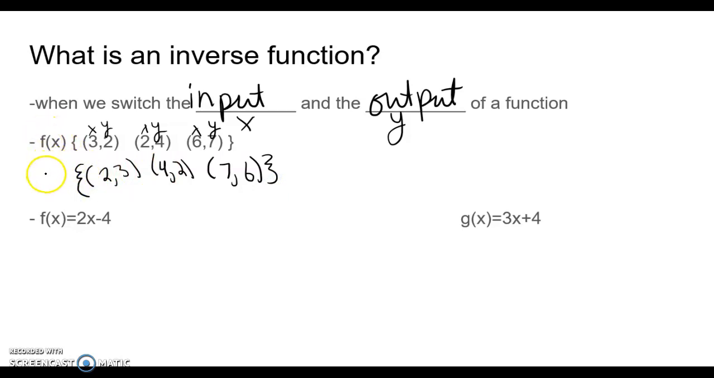Instead of writing f of x, in order to say that it's the inverse, I put a little -1 sign. Because if I did not put that -1, we wouldn't know if it was the original or the inverse. So this is the original, and this is the inverse.